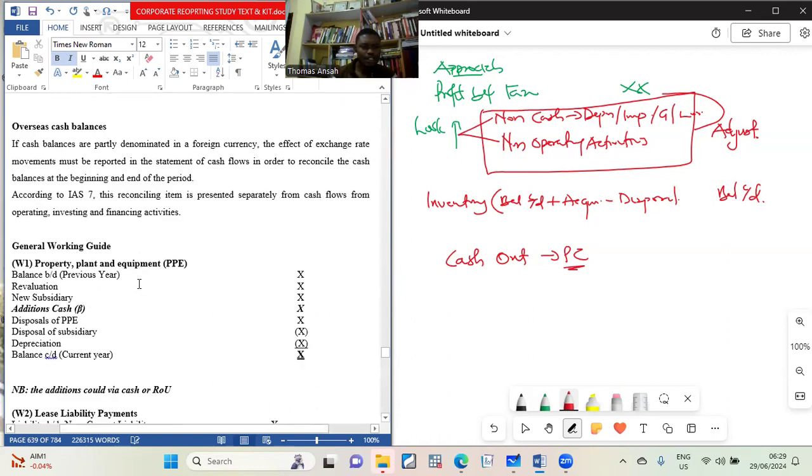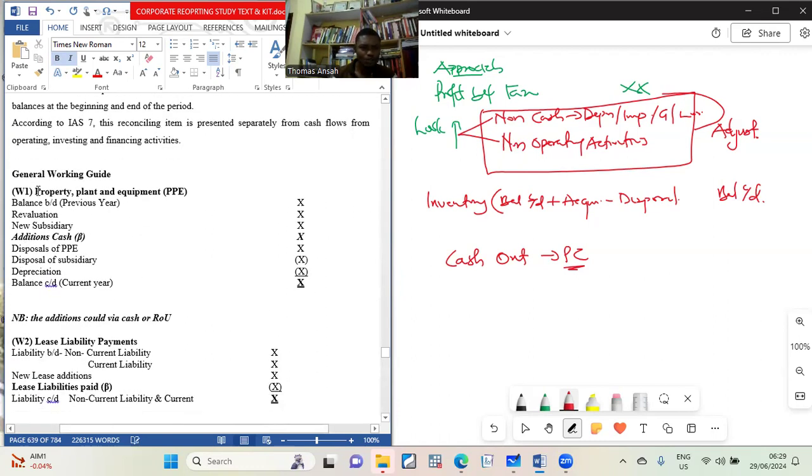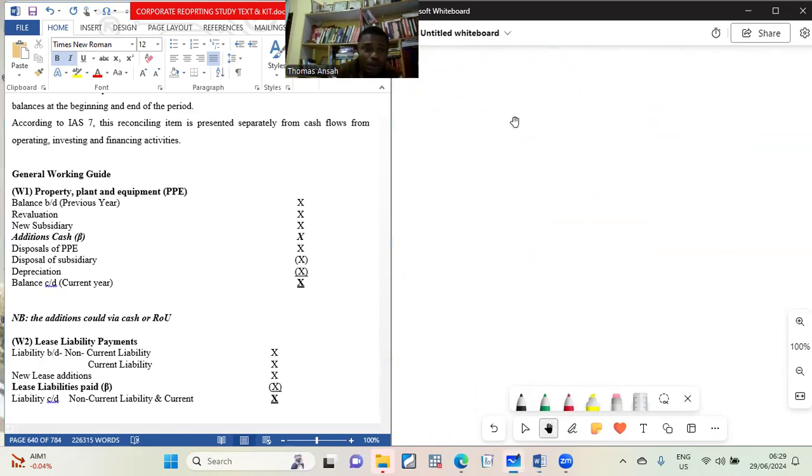Now, these are your workings. I always ask that you do workings 1 and workings 2 like this. Your workings 1 should be about PPE, of course. But be careful. Whilst you are doing your workings 1, do your workings 2 alongside. Why? Because sometimes there are two ways of acquiring an asset. It's either you pay by cash, you buy, or you lease. So those are the two issues.